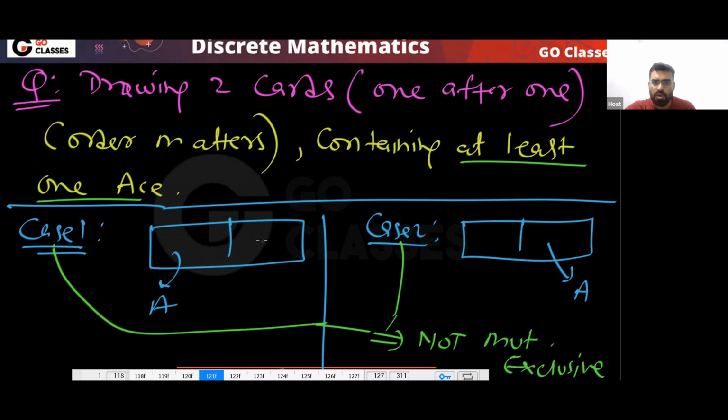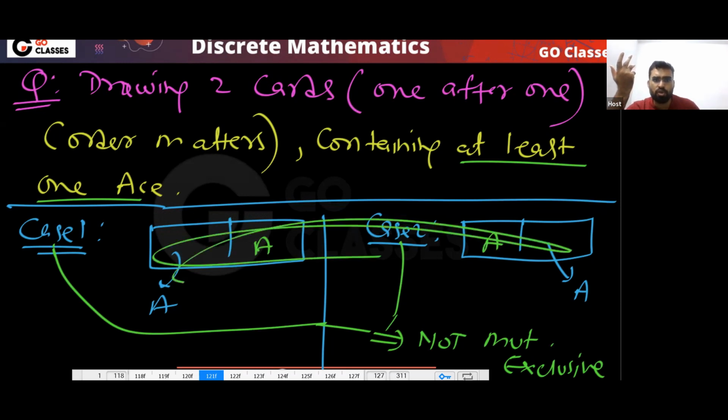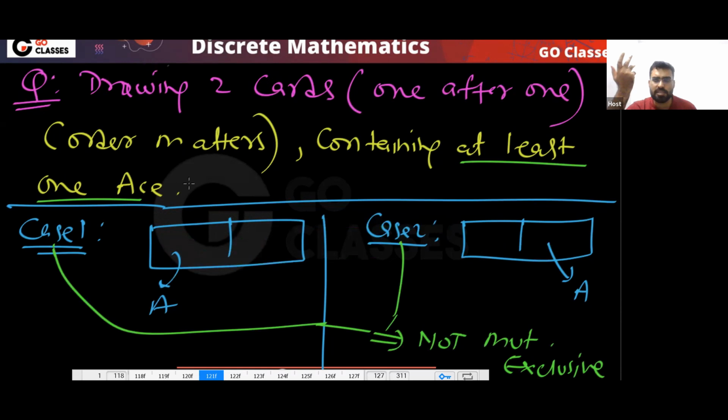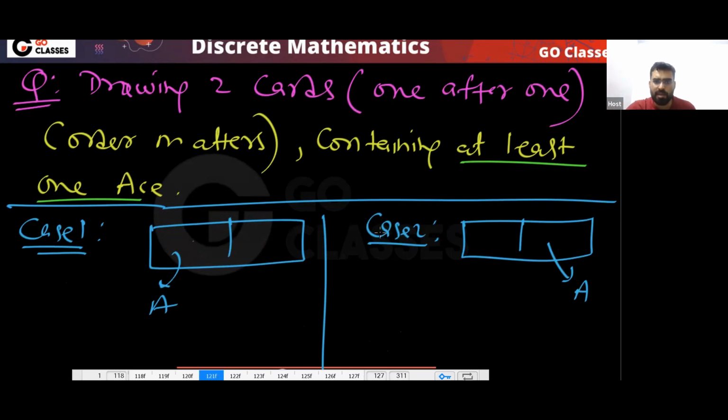Because see, if the first card is ace, the second card also can be ace. If the second card is ace, the first card also can be ace. So you can notice these 2 cases are not mutually exclusive. So you should create mutually exclusive cases. So what cases should I create? Can anyone tell me what cases I should create?